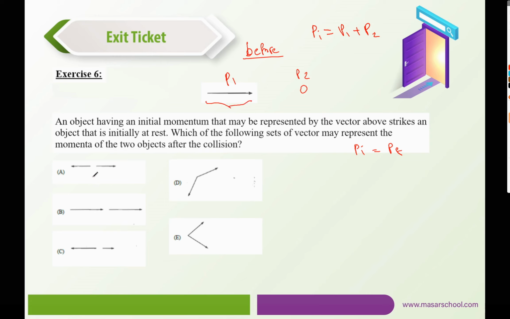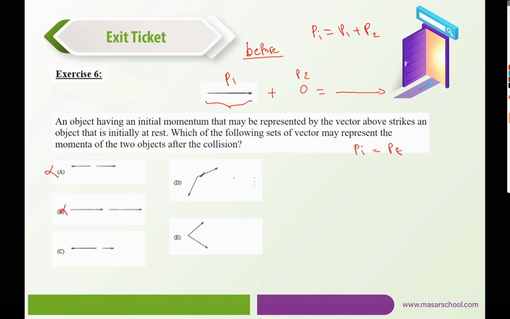Now, if you look at A, these two vectors have a cancellation effect. So if you add them, they won't give you this vector. So that's wrong. Now, for B, if you add these two vectors, it would give you a vector which is greater than this. So that's wrong. Now here we would have the cancellation effect. We would have a vector which is pointing to the left. P1 plus P2 is this vector which is pointing to the right. So if we add them, we would have this vector which is pointing to the right.